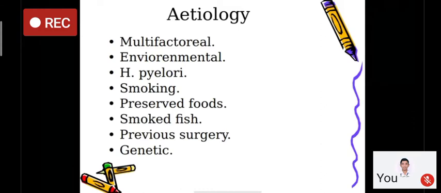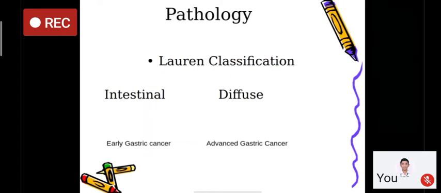Previous surgery is another factor. Vagotomy has been done in certain patients because of peptic ulcer, and gastrojejunal anastomosis has been done because of certain diseases, obstructions, benign causes. They change the physiology. Once the physiology is changed, there will be reflux of bile into the stomach, and continuous reflux of bile gives rise to inflammation, metaplasia, and then dysplasia and malignancy. Then there are certain genetic causes which we will discuss in a little more detail.